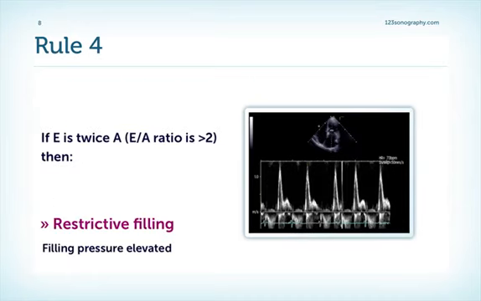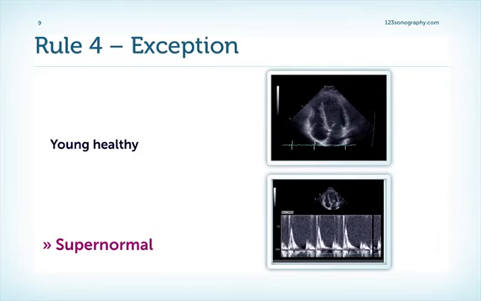Rule 4. If the E velocity is twice or more than twice the size of the A velocity, in other words, the ratio is above 2, then the patient must have restrictive filling pattern and left atrial or left ventricular filling pressures are usually significantly elevated. There is one exception to this rule.